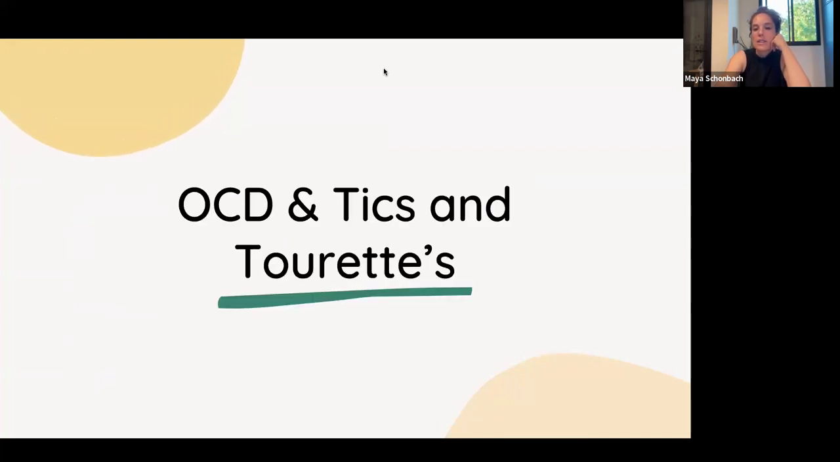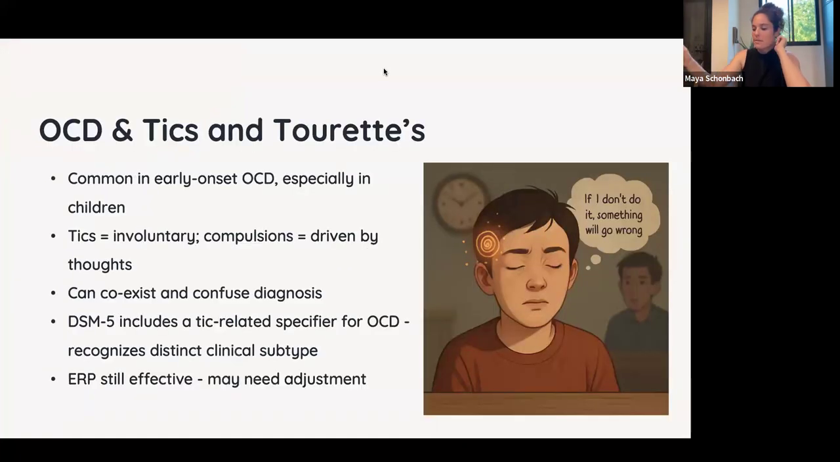Okay, let's move on now to OCD and tics or Tourette's. Okay, so tics and Tourette's are really relevant when we're especially working with pediatrics. So early onset OCD, so children, adolescents. And it's important to distinguish them. So tics and compulsions, they're not the same, even though they can look similar maybe on the surface.